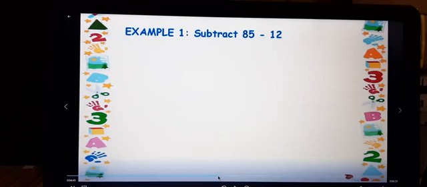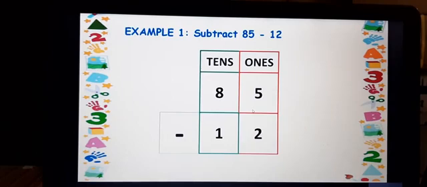You can see here example 1: subtract 85 minus 12. The number is given there, 2 digits minus 2 digits. As I said, you have to make a column, a table, and put the numbers as bigger number first and smaller number second, according to their place values, ones place and tens place. You can see here tens, ones. In ones place 5 and 2, in tens place 8 and 1, and it is subtraction, so you have to put a minus symbol there. Now you can see 5 minus 2, 8 minus 1.